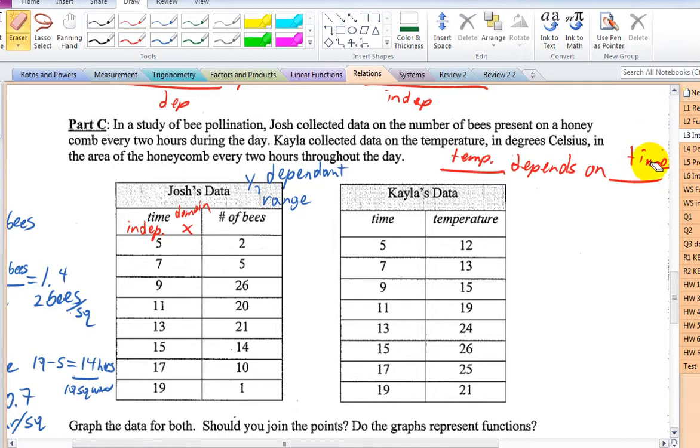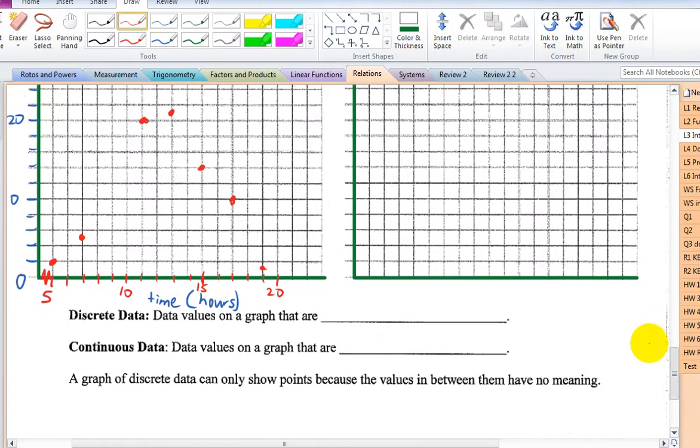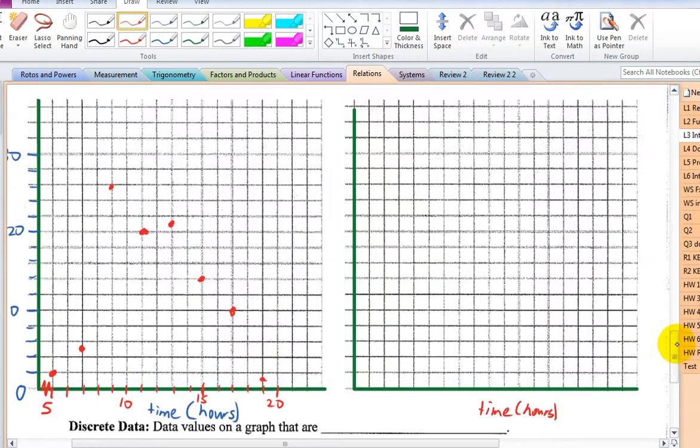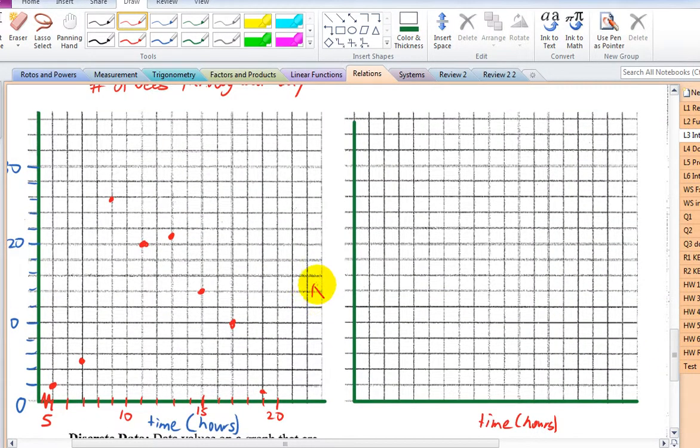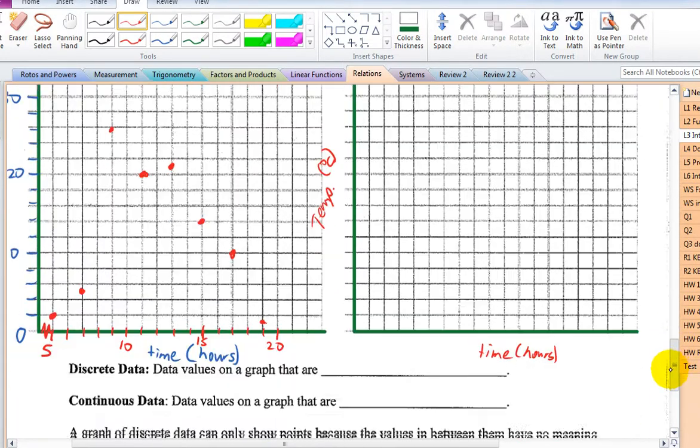Okay. So this is your X, it's your independent. And this is Y, it's your dependent. So this would be X. So time again is in hours. That should go in brackets. And temperature, it's degrees Celsius. It should go in brackets. Okay. All right.